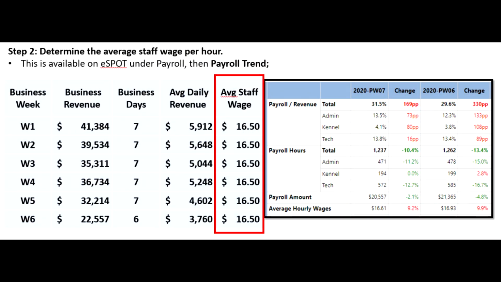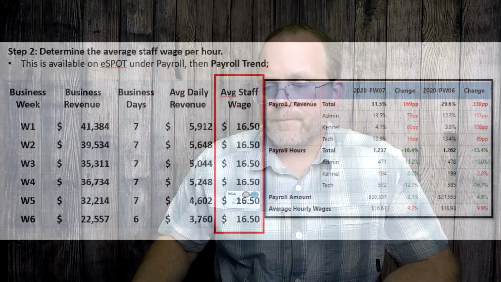And then step number two is we want to figure out what our average wage cost is. And so you can also get that from the payroll trend in eSpot. And you'll see that kind of near the middle section of that report. And so for this hospital, that report will give you 6 weeks back also conveniently of average wages. So I looked at all of them, and the general number that I thought was reasonable here was $16.50 an hour for their staff.